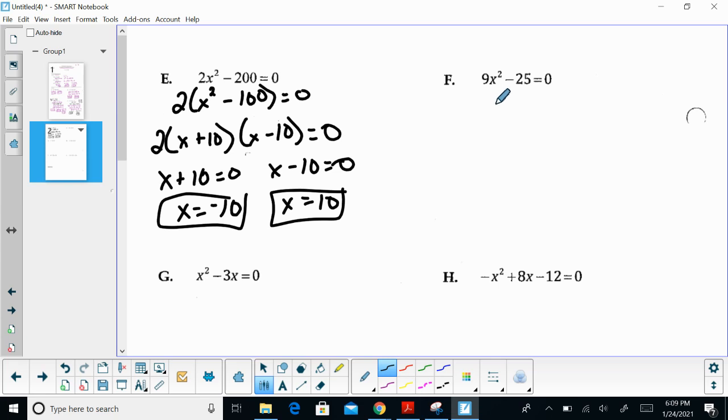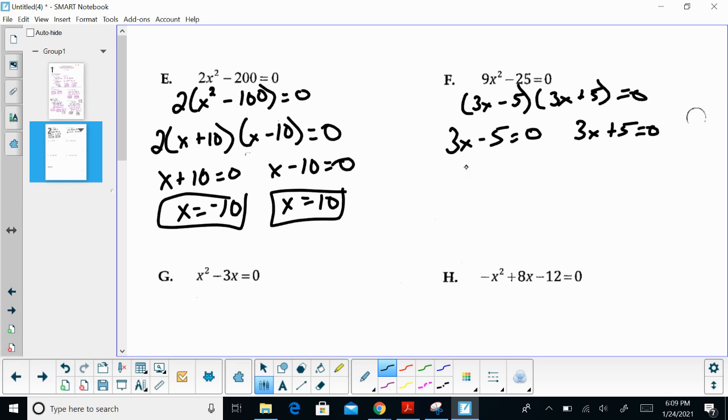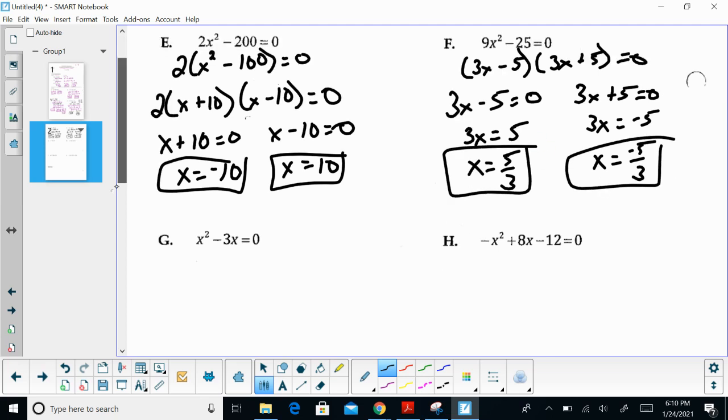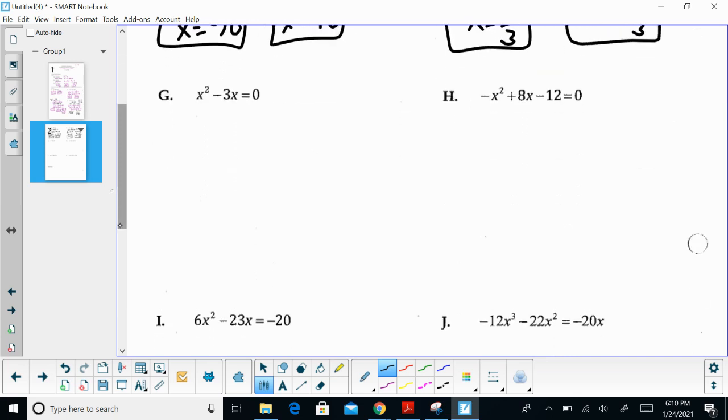Okay, next, 9x squared minus 25 equals 0. Again, this is a difference of squares. So I'll have 3x minus 5 times 3x plus 5. Set my terms equal to 0. Solve. Here are my two solutions. Running right down the line.